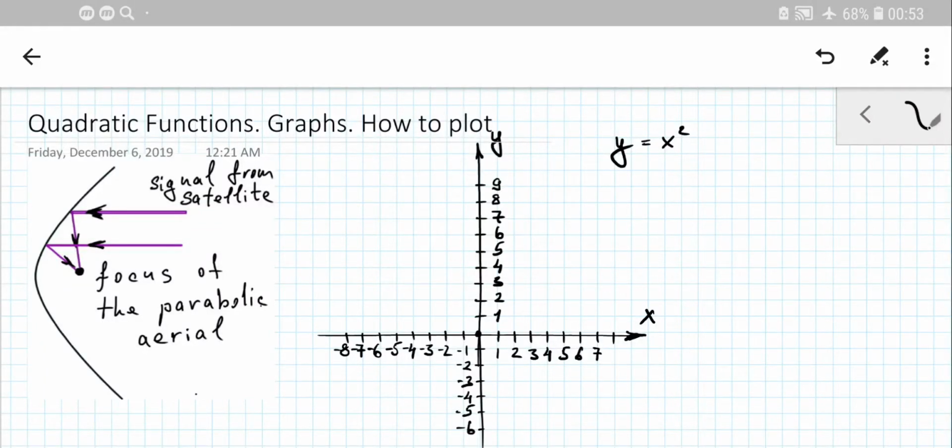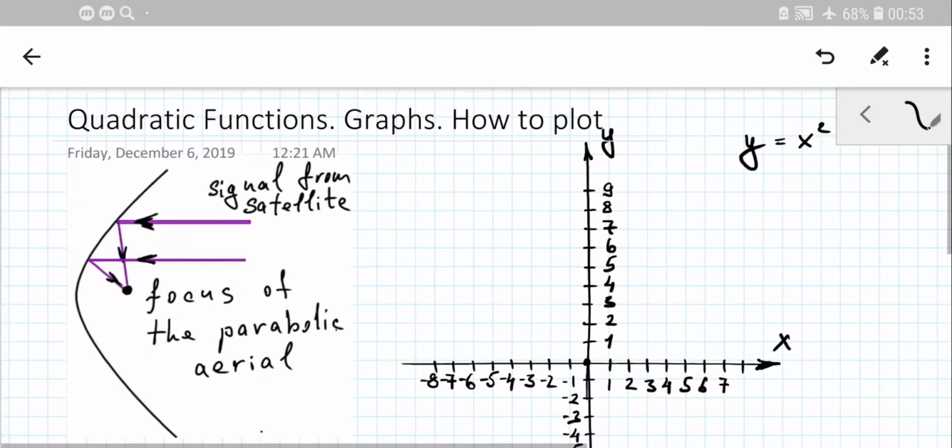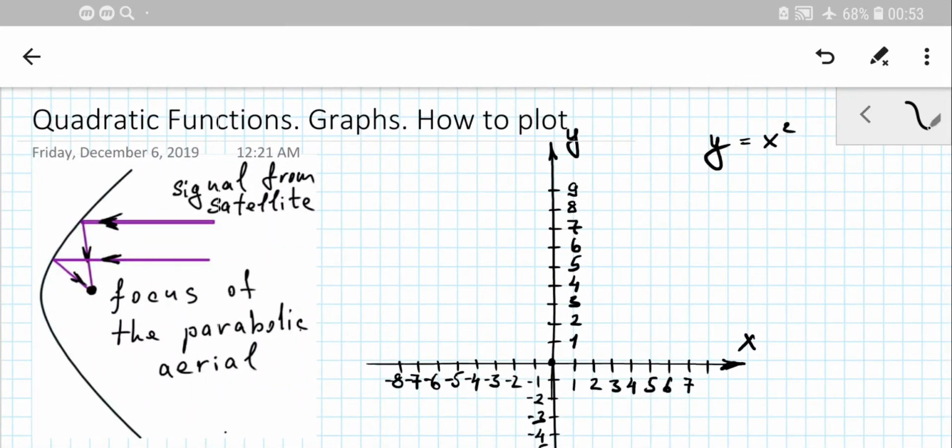So, quadratic functions to explore. Today, our session is dedicated to graphing and plotting quadratic function graphs. We'll start from the simple one, y equals x squared. That's not the complete form of the quadratic equation, because the complete form is ax squared plus bx plus c. In this case, we'll only be using ax squared, with leading coefficient a equal to 1, so all the others are simply zeros.